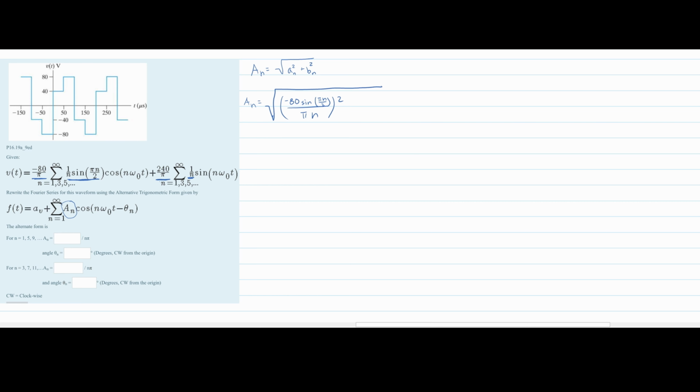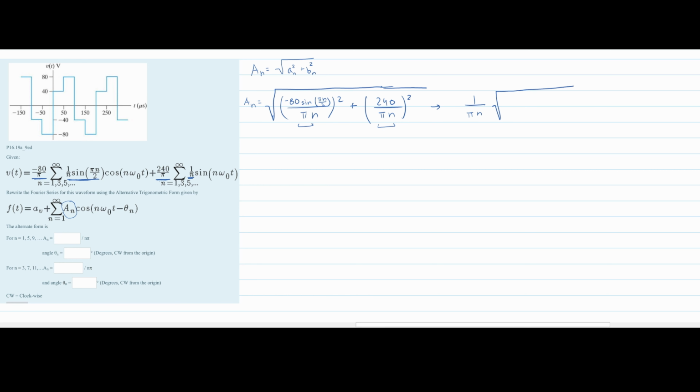And now we can deal with our B n. So we're going to do a plus. Inside of here, we're going to have the 240 over pi times n, squared. So this is what we have, and what we can do is take out the pi n at the bottom after we square it. And this is going to give us a 1 over pi n. And that's how we would get this right here. So that so far checks out.